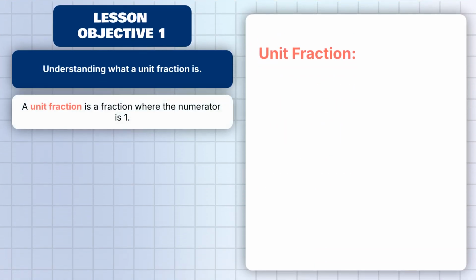A unit fraction is a fraction where the numerator is 1. For example, 1/2, 1/3, 1/4, etc. are all unit fractions. The general form is 1 over n, where n is any positive integer.